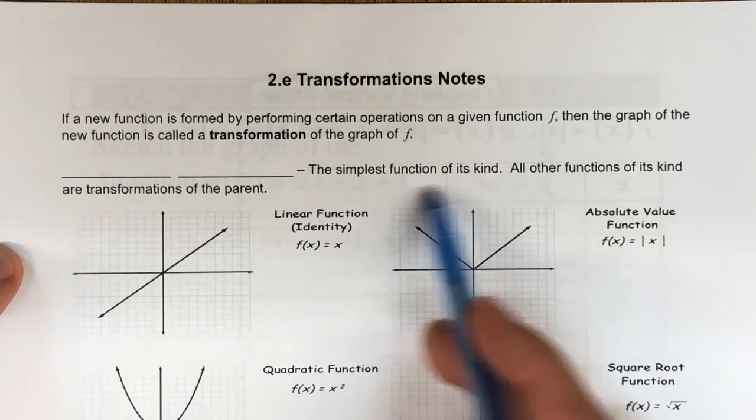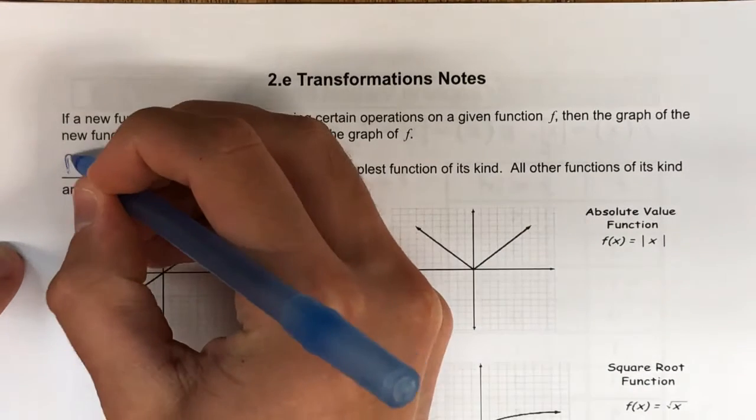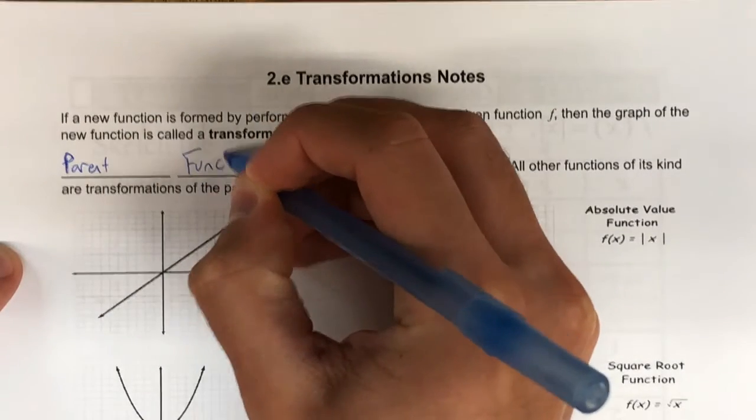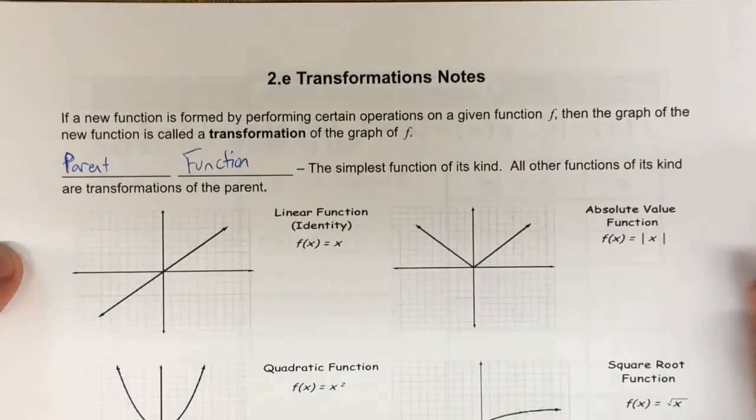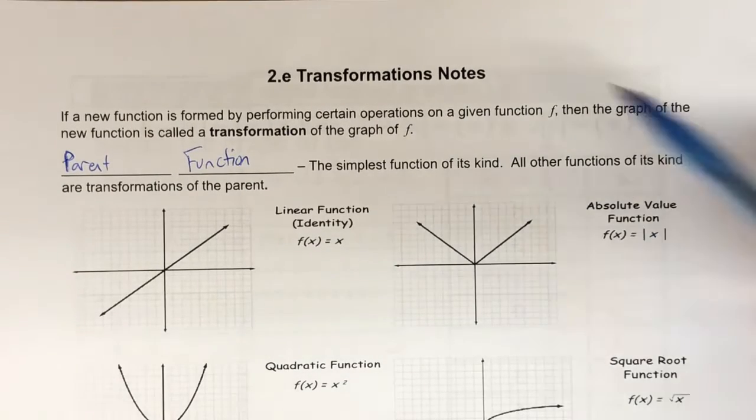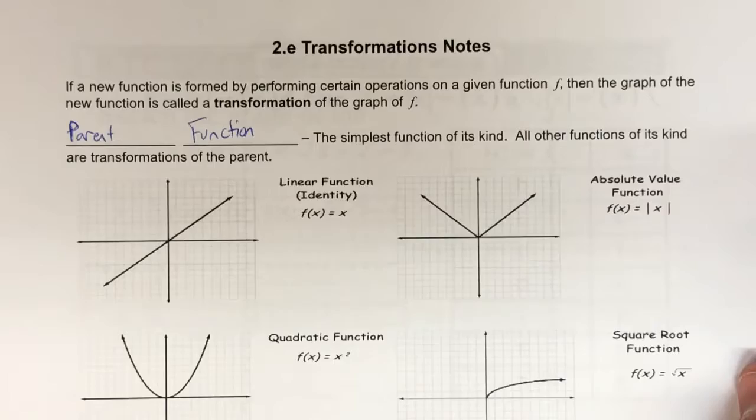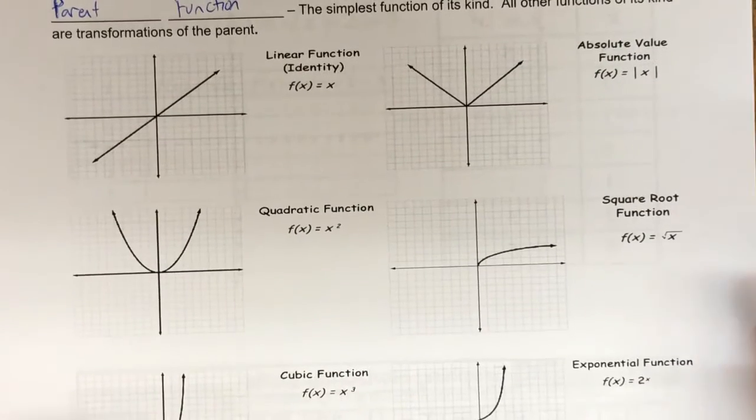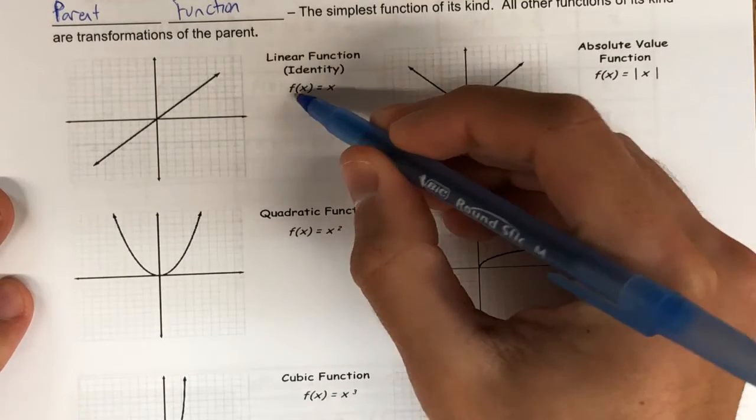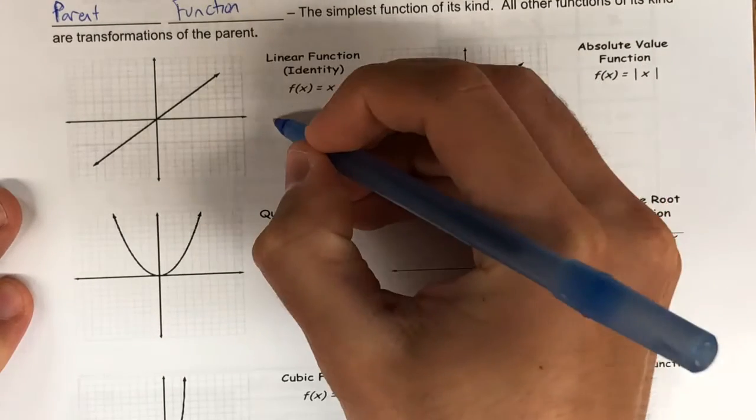The simplest function of its kind is a term you've seen, but we refer to it as a parent function. All other functions are transformations on the parent. So what we have here below are some examples of some parent functions. I'm going to talk through briefly what different types of transformations would look like and what our possibilities are. So our parent function for a linear function is just f of x equals a times x.